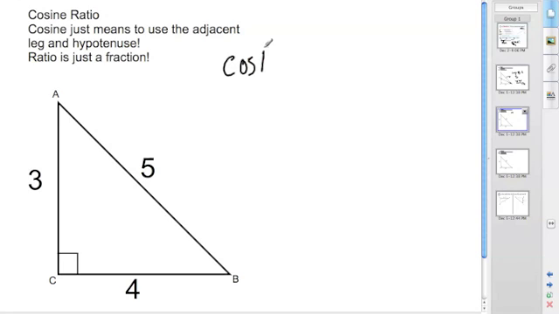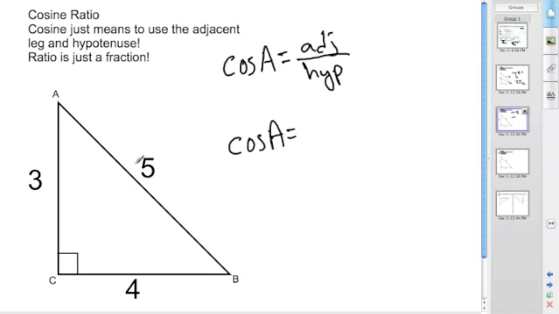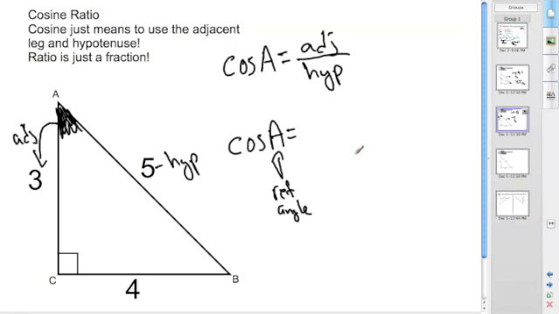The cosine of an angle is the adjacent side divided by the hypotenuse. So the cos of A, again, A is our reference angle. So highlighting A. Cos, adjacent. Adjacent means next to. So there's my adjacent side. Here's my hypotenuse. So the cosine of A is 3 over 5.